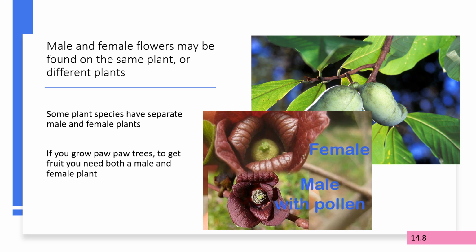Some angiosperms even have separate male and female plants. Pawpaws are a small tree found in West Virginia that produce a delicious fruit. They're actually the northernmost mango relative. Pawpaws have male and female trees. So if you want to grow pawpaws to produce fruit, you need to have both male and female plants.